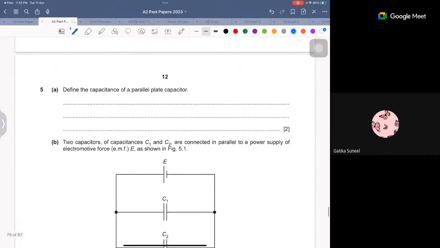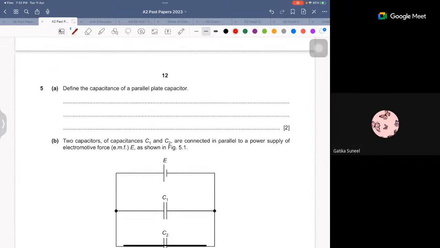Then going to the definition for parallel plate capacitor. Capacitance is the charge per unit potential difference. We're going to write this for 1 mark. The second mark is that charge is on one plate and potential difference is across both plates. So this is how it's taken.